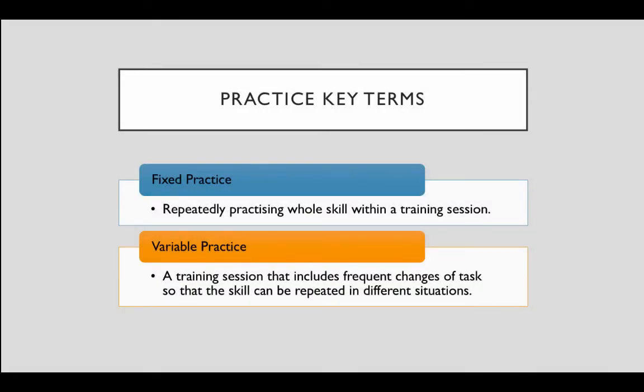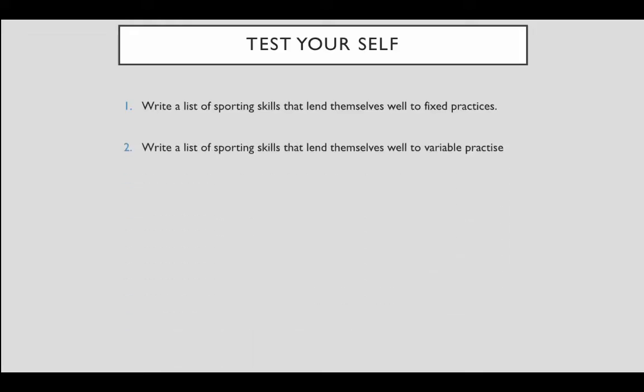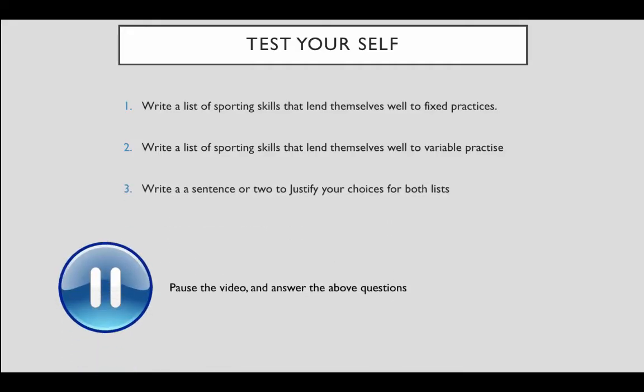Practice key terms. Fixed practice: repeatedly practicing whole skills within one training session. Variable practice: a training session that includes frequent changes of a task so that a skill can be repeated in different situations. Test yourself. Write a list of sports skills that lend themselves well to fixed practices. Write a list of sporting skills that lend themselves well to variable practices. And write a sentence or two to justify your choices for both of these lists. Pause the video and answer the questions above.